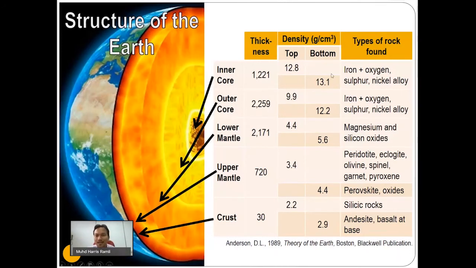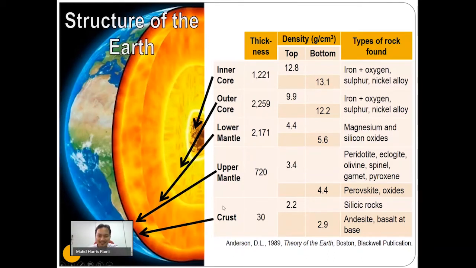Okay, in here you can see the density. The top part is about 12.8 grams per cubic centimeter. The bottom part is 13.1. So the outer core is 9.1, 2.2. So this is all the materials that you can find. So you have iron, oxygen, sulfur, nickel, alloy.